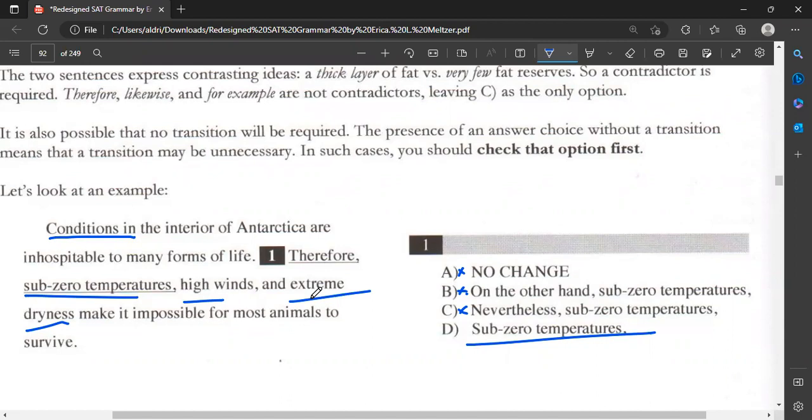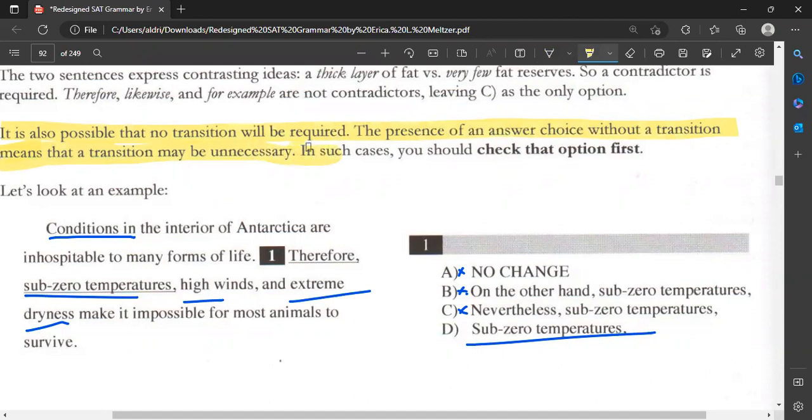And one thing I want to tell you guys, that sometimes you won't have transitions being required. It's not every time that you need transitions. And if you see that one of your answer choices doesn't have transitions, you should actually check that first. Because sometimes, remember, shorter is better. Chapter 4, shorter is better. I don't know if you remember that, chapter 4, the shorter is better usually. So I want to read from here. It is also possible that no transition will be required.